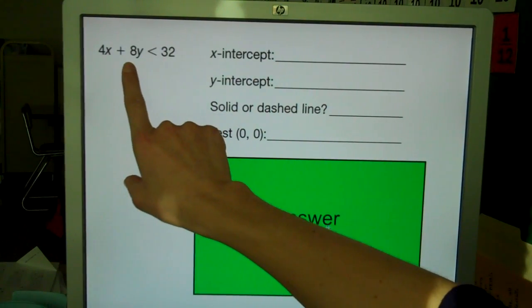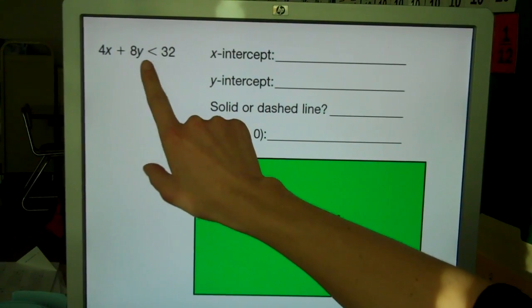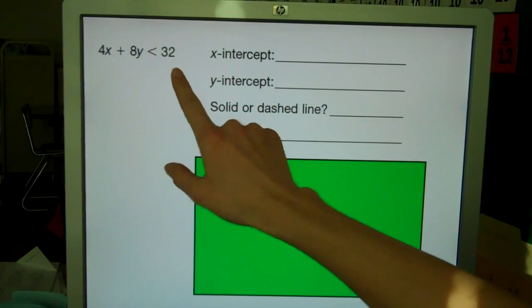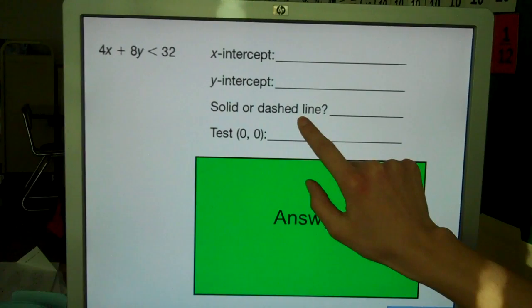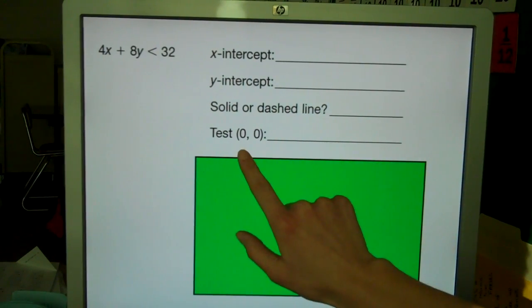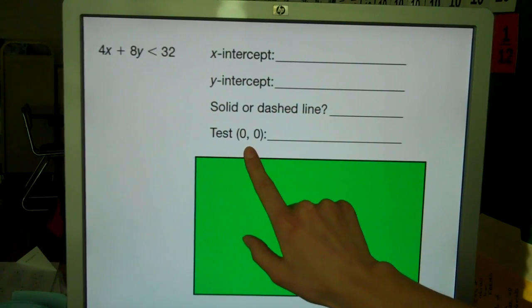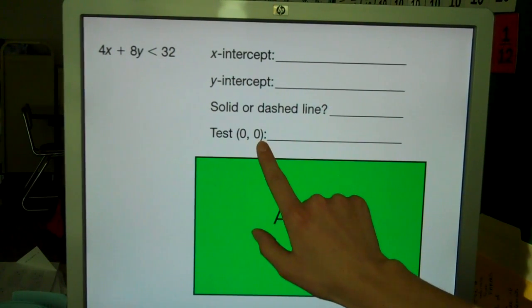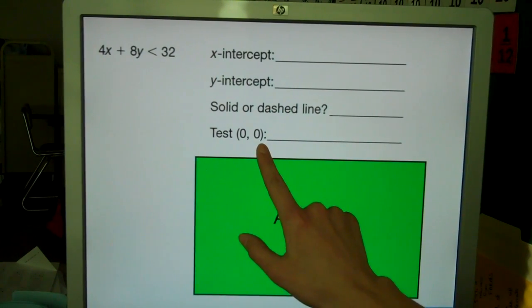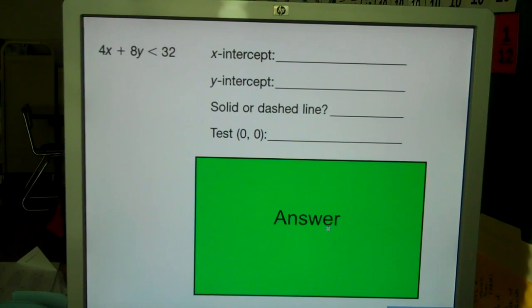I have the 1 inequality, 4x plus 8y is less than 32. Find your intercepts. Decide, is it going to be a solid line or a dashed line? And then test our lovely (0, 0). Is (0, 0) going to be shaded or not? Okay? (0, 0) is going to be our friend. It's easy. All right, pause the video right now. Answer these questions.